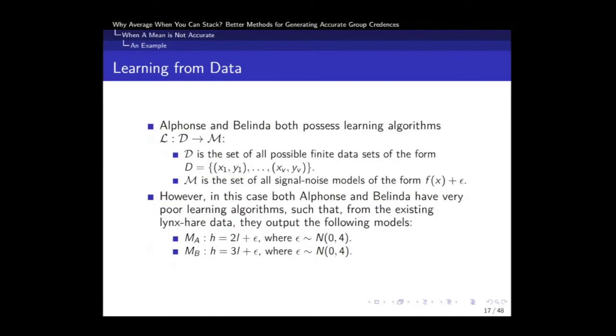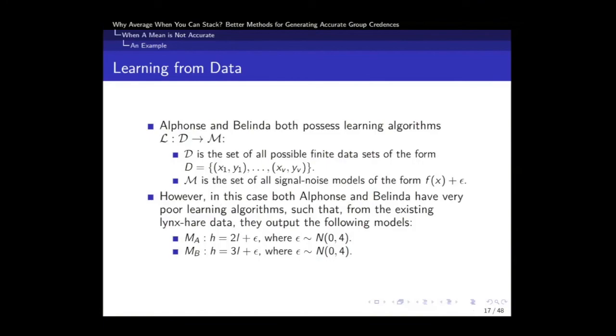Now we suppose that Alphonse and Belinda both have learning algorithms from the set of all possible finite data sets, where we stipulate that the data sets have cardinality V, where V can change for different data sets. And M is the set of all signal-noise models of this form, f(x) plus epsilon, right here. So all models of the form that take as their input the observation and return an outcome, and then add or subtract some error to that. So what is a learning algorithm? It's a function from data space into model space.